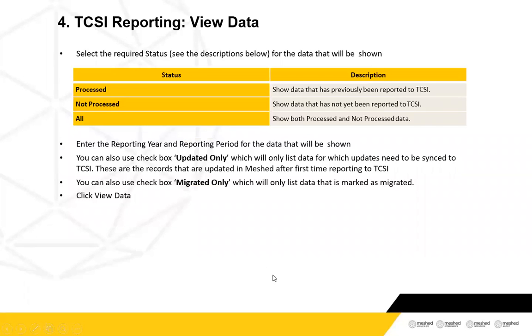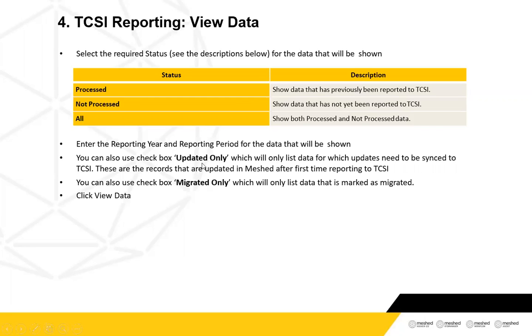Next is status filter. So status filter gives you details about the record, whether it is reported or not reported. If it is marked as processed, that means that data is already reported to TCSI. If it is not processed, that means it is yet to be reported. We have also added two checkboxes recently, that is updated only and migrated only.